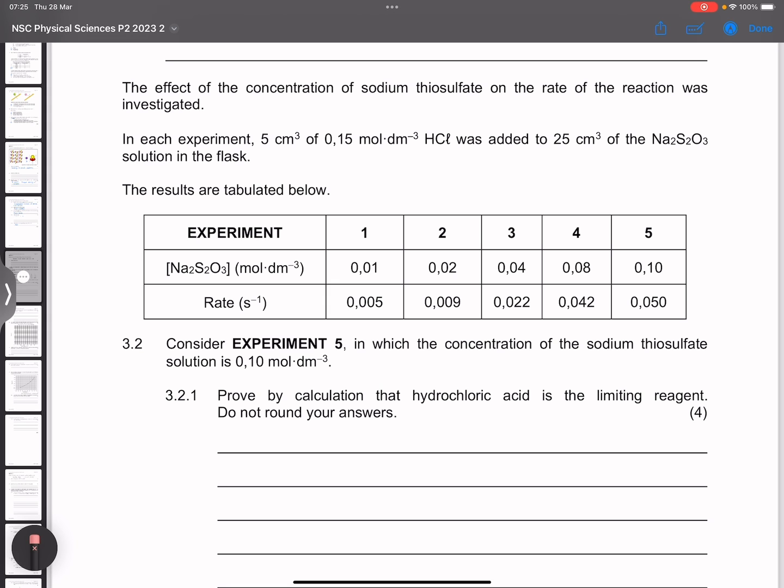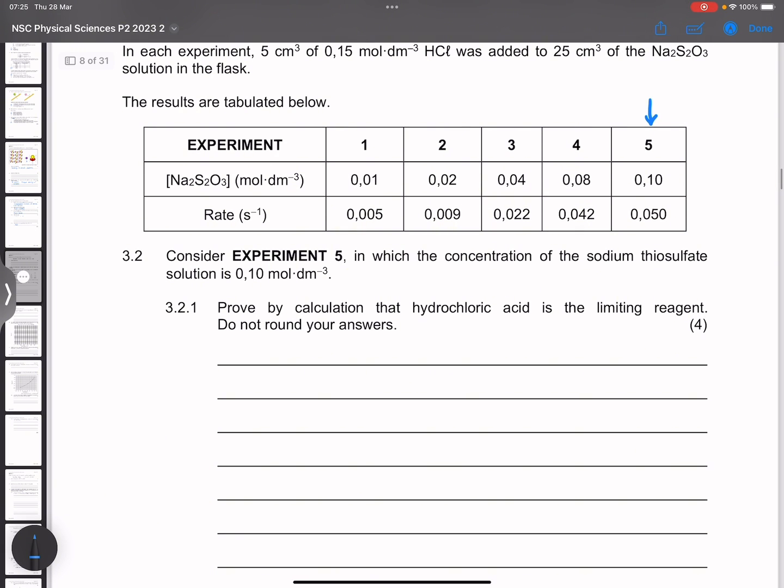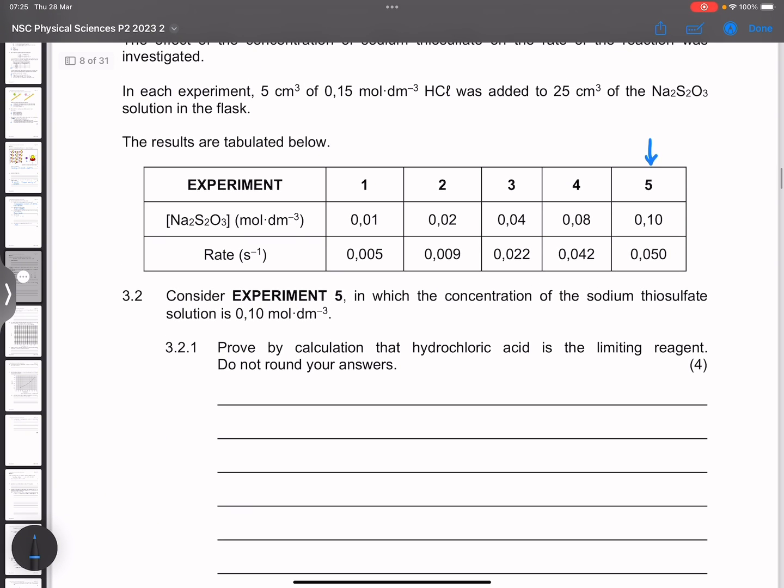Now let's see the questions. They say, consider experiment 5. So we're going to focus on this one here, in which the concentration of sodium thiosulfate was 0.1. Prove that hydrochloric acid is the limiting reagent. Do not round your answers. Okay, so let's do this. We have to find out the number of moles of hydrochloric acid as well as sodium thiosulfate. So first of all, let's find out the number of moles of sodium thiosulfate.